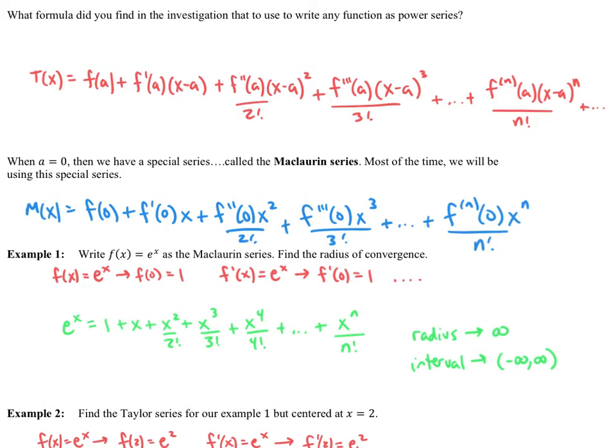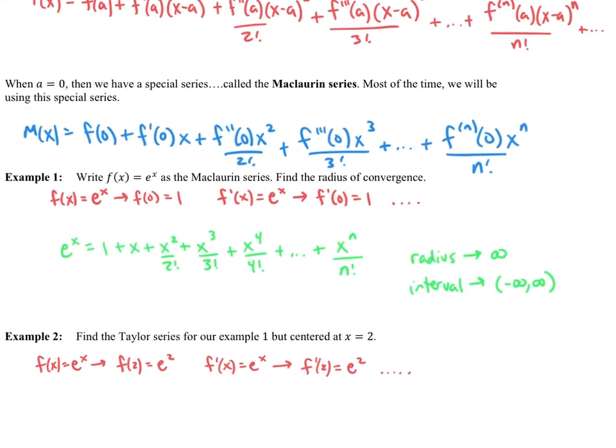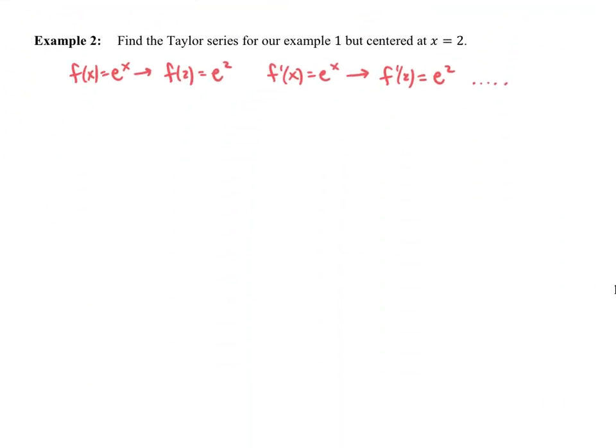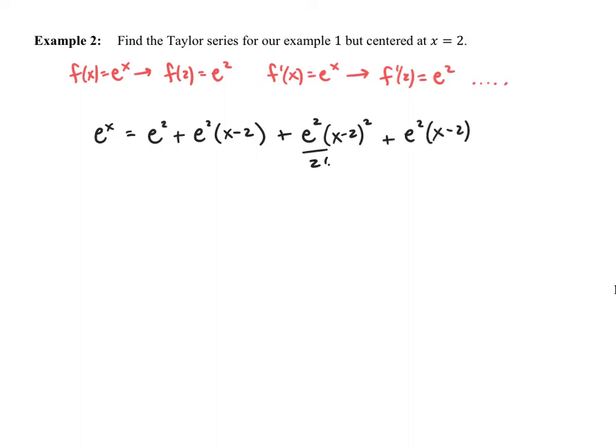F prime of a, that would be f prime of 2. That would be e squared, and so on. And so our form for this particular series expansion for e to the x, now centered at 2, is going to be e squared plus e squared times x minus 2 plus e squared times x minus 2 squared divided by 2 factorial plus e squared times x minus 2 cubed divided by 3 factorial, and so on. The general term would be e squared times x minus 2 to the n divided by n factorial.